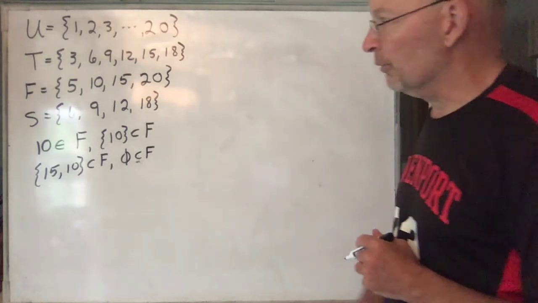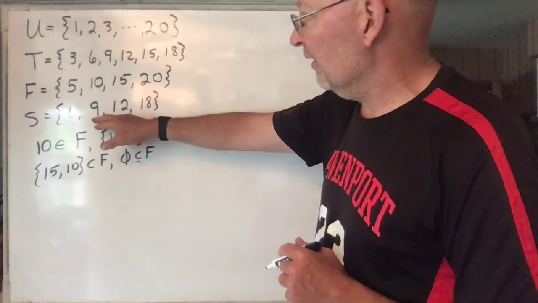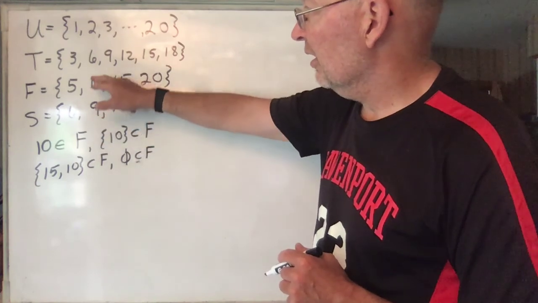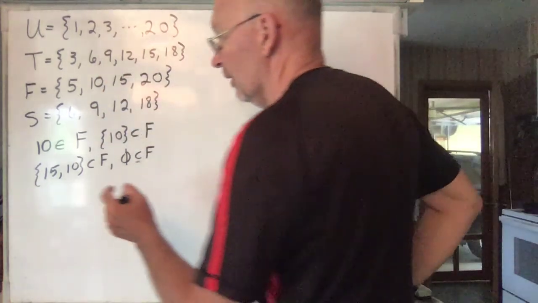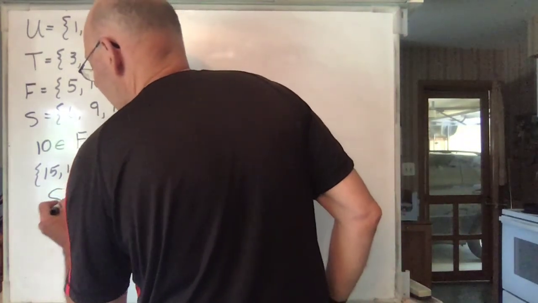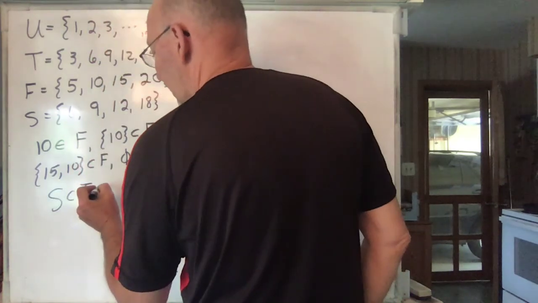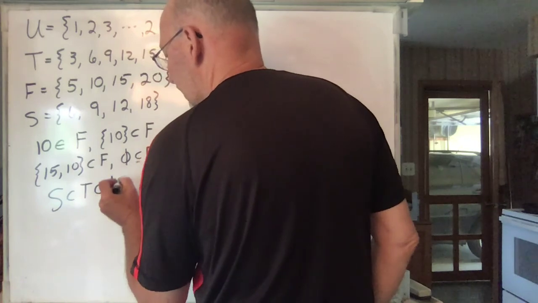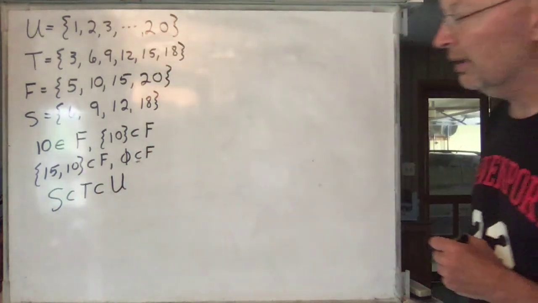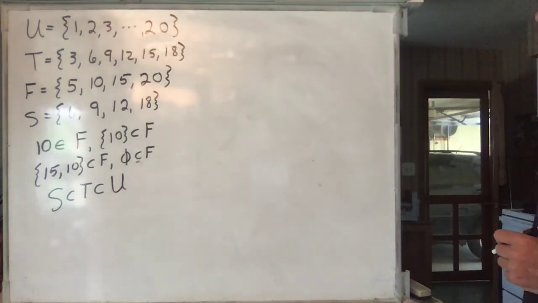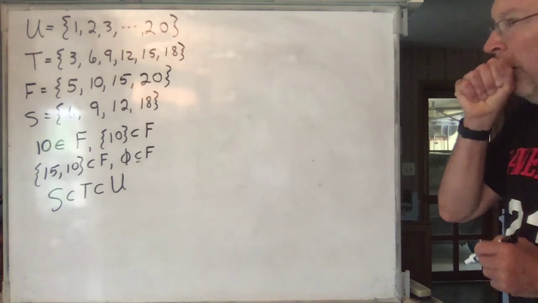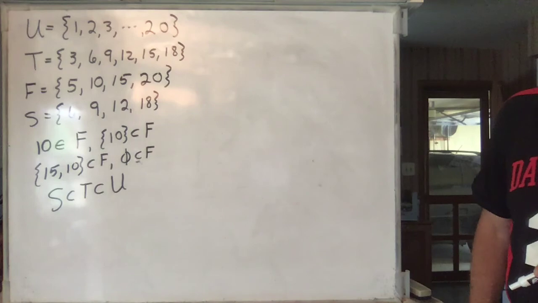So we've got all those. What are some other things we can say? Notice that everything that is in S is also in T, right? So I could say that S is a subset of T. If I wanted to, I could go on and say that T is a subset of U, right? So those are all true statements. You can make up some other ones as well.